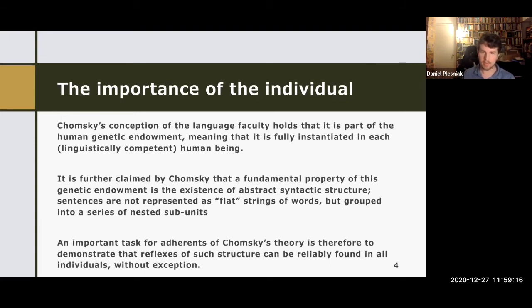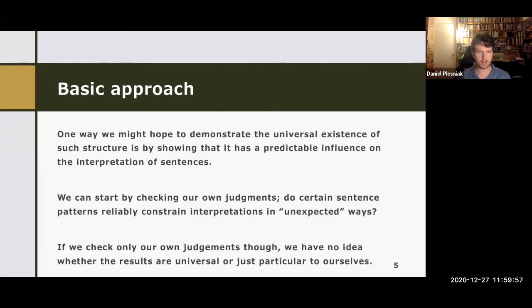Chomsky further went on to claim that a fundamental property of this genetic endowment was syntactic structure. That sentences, when they're represented at some level in our minds, aren't just strings of words. They're units grouped into bigger units, in a very particular way. And so if you believe this picture, one task, it's not at all the only task that one could do, but one task would be to show that this universal structure idea, that we can find some evidence of that existing in every single person without any exception. And that's a tall order.